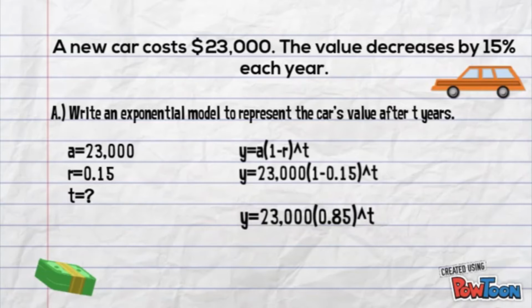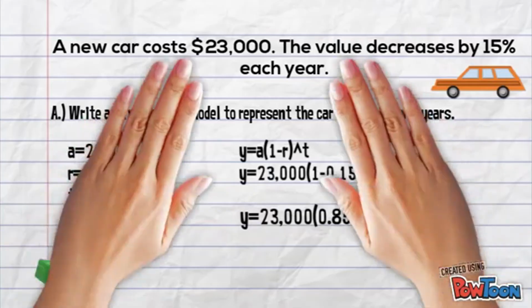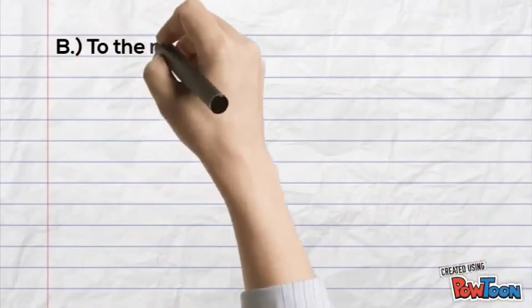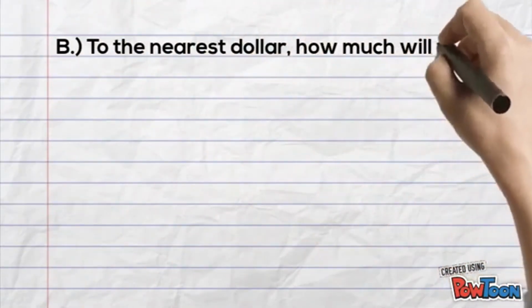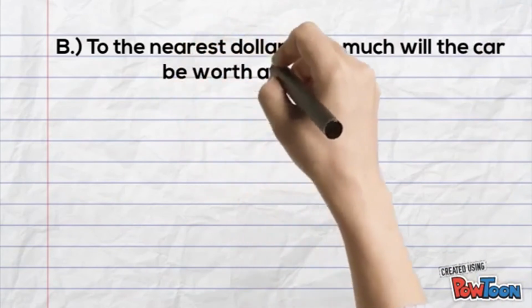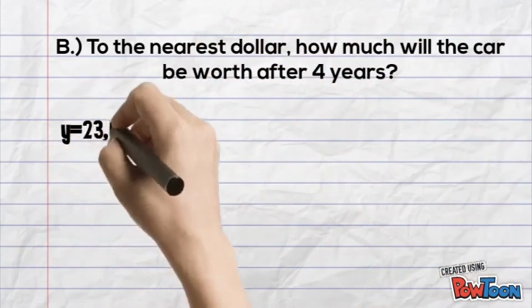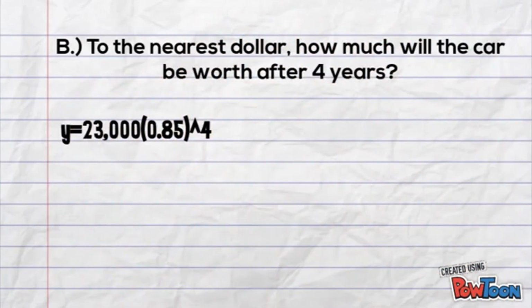Well, you can use this equation to find the value of the car in any year that you want. How much is the car worth after 10 years? You plug a 10 in for t. How much is the car worth after 9 years? You plug 9 in for t. In part B, they want to know how much the car is worth after 4 years. In that case, we simply plug 4 in for t. Now, when we plug that into our calculator, we see that the car is worth about $12,006.